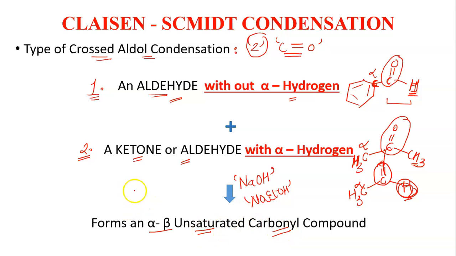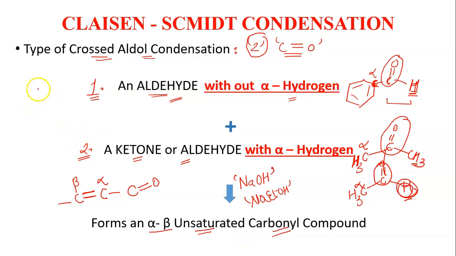Now what does this mean? It means the product contains the carbonyl functional group and it also carries unsaturation between the alpha and beta carbon atoms. So if this is the carbonyl, the carbon next to that is alpha and the one next to that is called the beta carbon. And between the alpha and beta carbon, unsaturation or a double bond will be present. And this compound is called alpha beta unsaturated carbonyl. So I hope the basic scheme is clear. You take an aldehyde without alpha hydrogen and make it react with a ketone or an aldehyde containing an alpha hydrogen. Reaction proceeds in basic medium to give you the product which is an alpha beta unsaturated carbonyl compound.